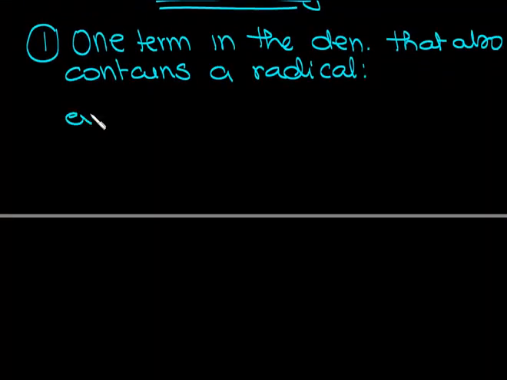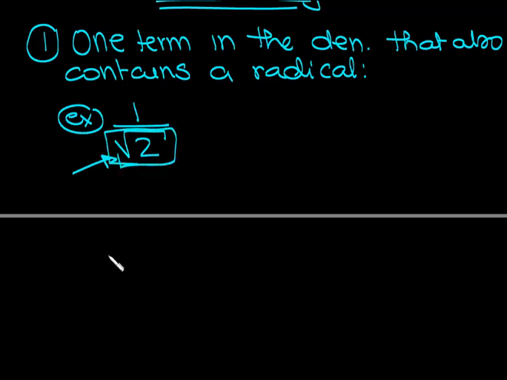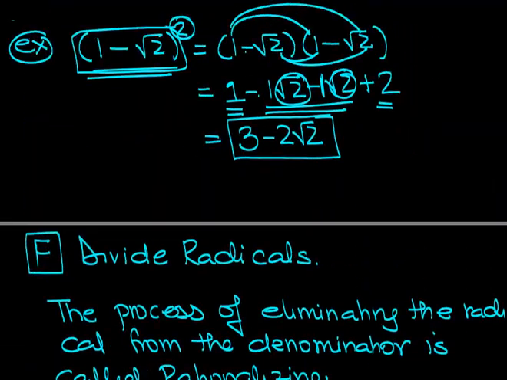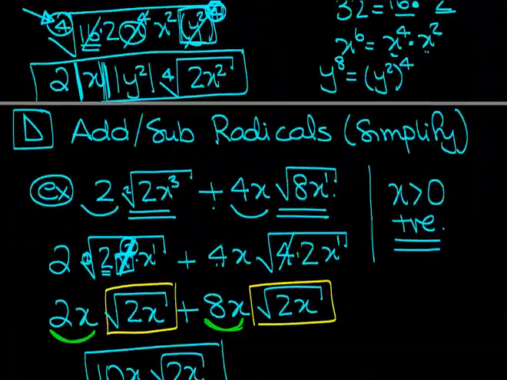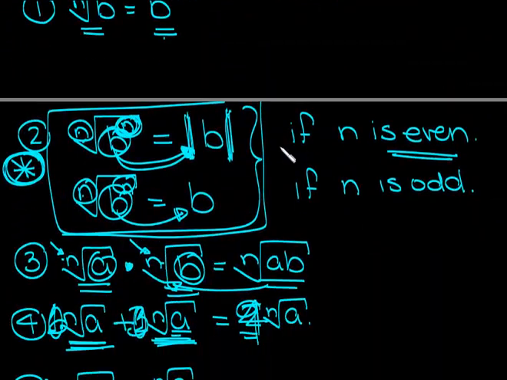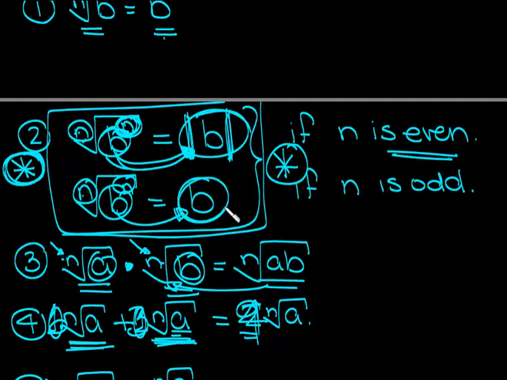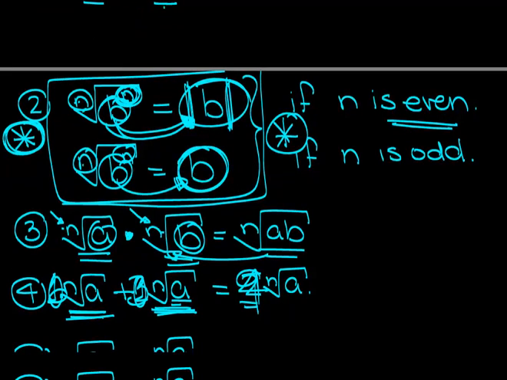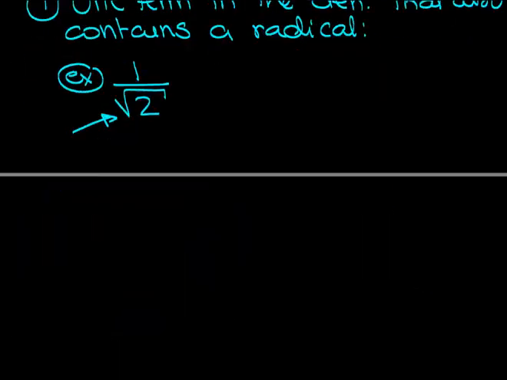So here's an example. Let's say you have 1 over square root of 2. I have one term in the denominator, just one single term, and that contains a radical. So what do I want to do? Well, there are many different ways to do this, but I'll show you the method I prefer to teach with. We're going to use this property that we've been using constantly: when the power and the index are the same, the base comes out. Do we have a radical here? No, we don't, so that's what we want to do, get rid of the radical. Okay, so let's do that.